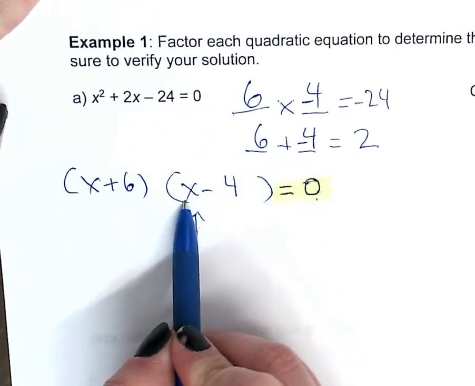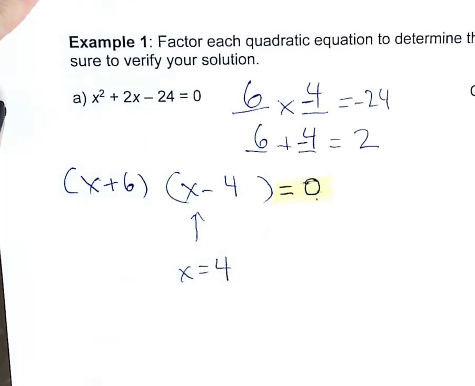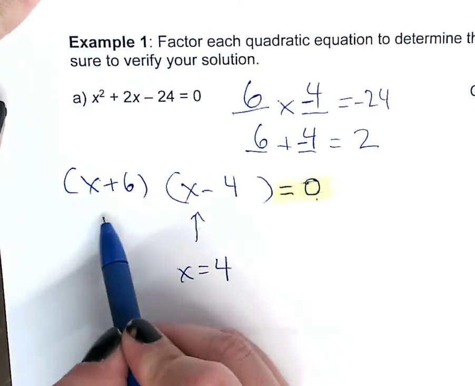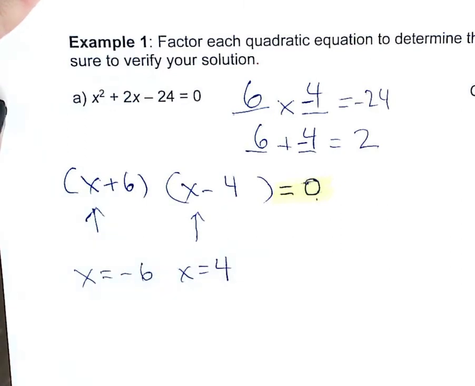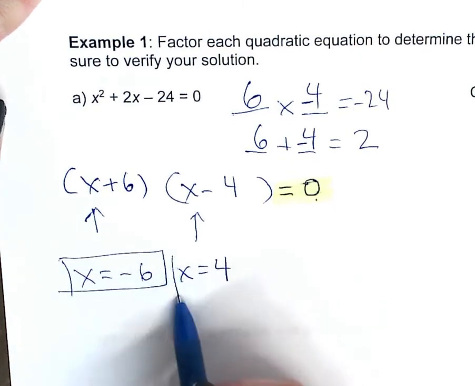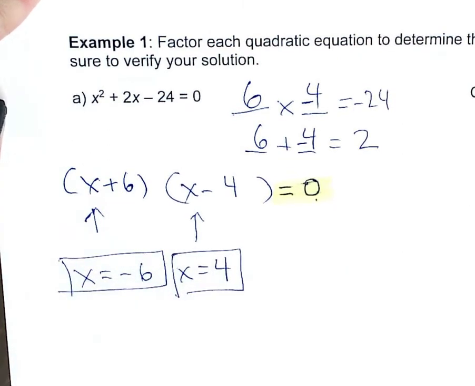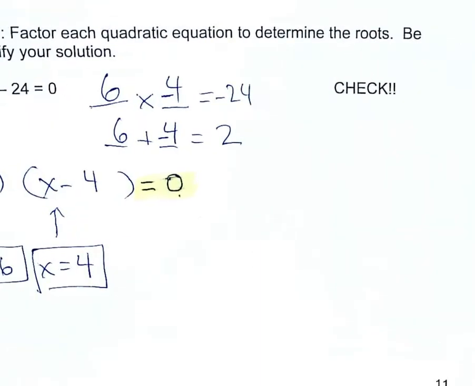So we look and we say, okay, what would make this 0? Well, if x equals 4, then 4 minus 4 would equal 0. So that's one root of the equation, or one solution. And if we look at this one here, we would say x would equal negative 6, because negative 6 plus 6 would equal 0. So our two solutions are x equals negative 6 and x equals positive 4. And that's it. And then we always have to check, because sometimes there's extraneous roots.